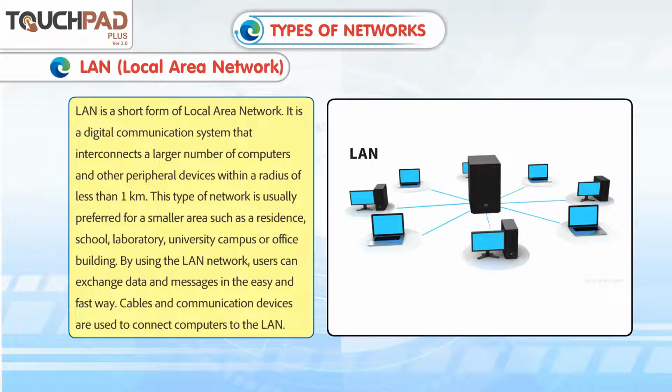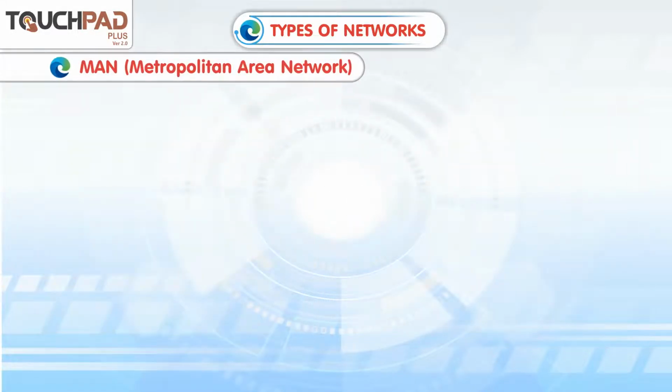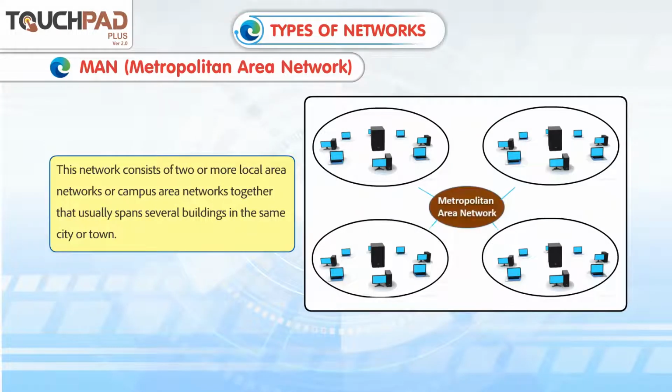This type of network is usually preferred for a smaller area such as residence, school, laboratory, university campus, or office building. By using the LAN network, users can exchange data and messages in an easy and fast way. Cables and communication devices are used to connect computers to the LAN. MAN, Metropolitan Area Network. This network consists of 2 or more local area networks or campus area networks together that usually spans several buildings in the same city or town.